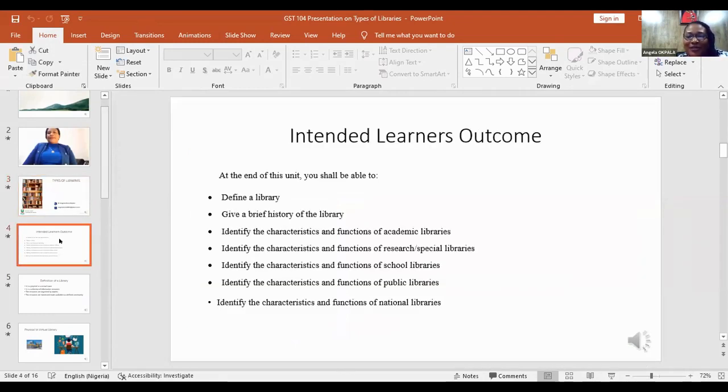So the objective, the intended learner's outcome for this particular course: at the end of the day, you should be able to know what a library is. That you should be able to know that a bookstore is not a library. Give a brief history, at least know the background, a brief history of the library. Identify characteristics and functions of academic libraries, research libraries, school libraries, public libraries, national libraries. So we are going to be looking at all of this.